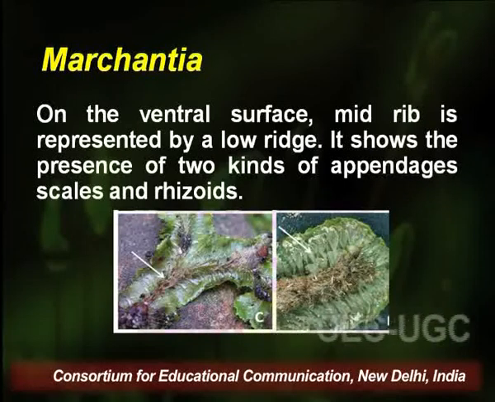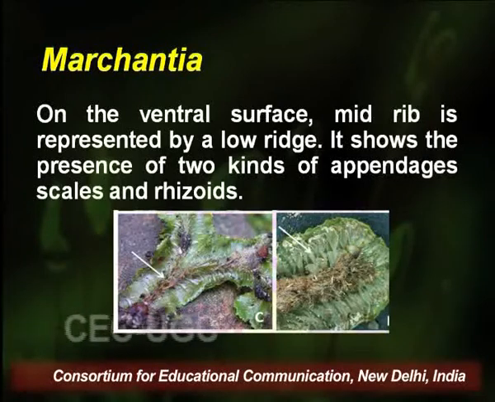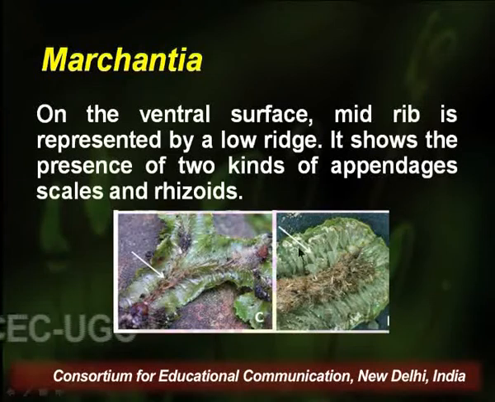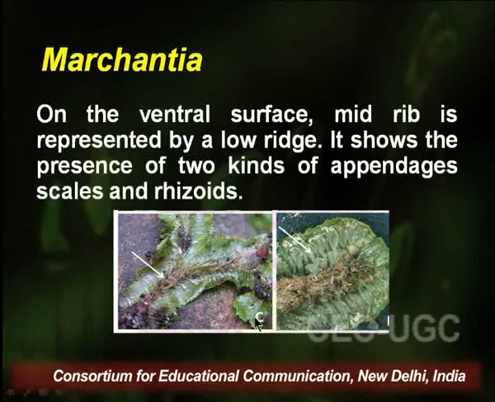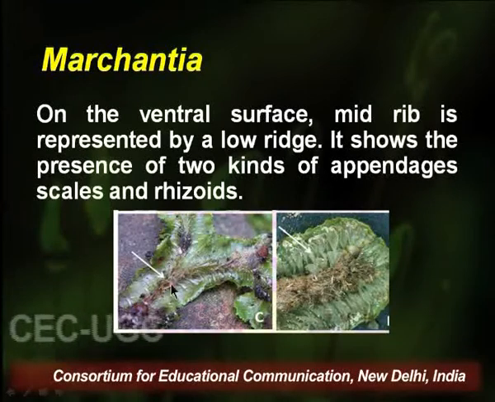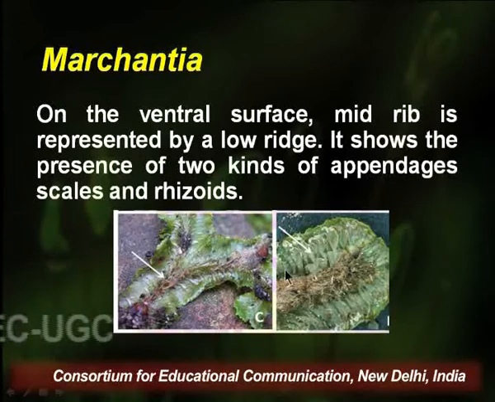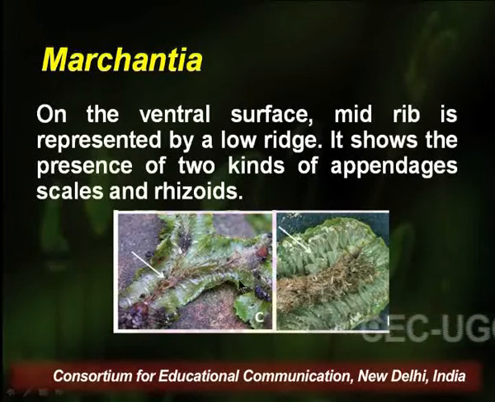On the ventral surface, the midrib is represented by a low ridge. It shows the presence of two kinds of appendages, scales and rhizoids. Here in this diagram C, the arrow indicates the presence of rhizoids, whereas in the other diagram the arrow indicates the presence of scales. Both of these appendages are found on the ventral surface of the Marchantia thallus.